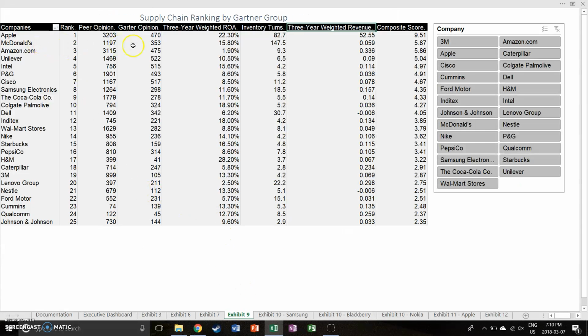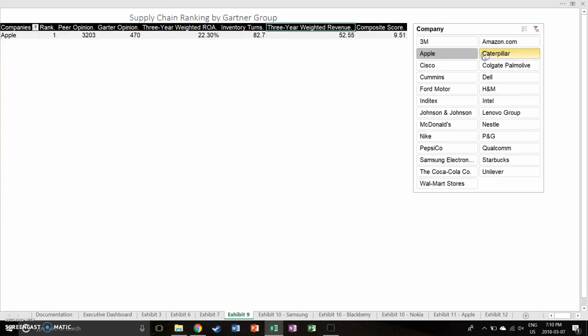And then again, we can see right here supply chain rankings by this Gartner group. Apple ranked number one, obviously, and right here we can show their stats specifically. They're ranked number one. Their peer opinion is very high. Gartner opinion very high. Their weighted average, their inventory turns, it's all very high, the 3-year weighted average, and it's all just because they're in huge control of their supply chain.